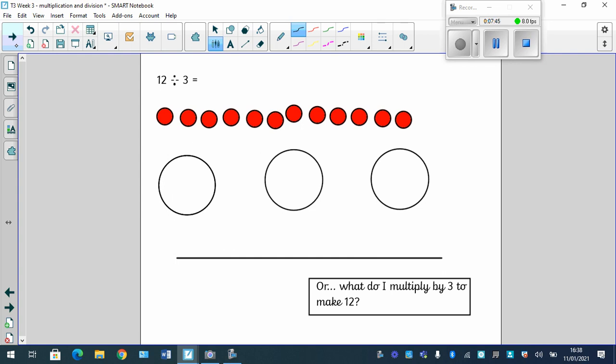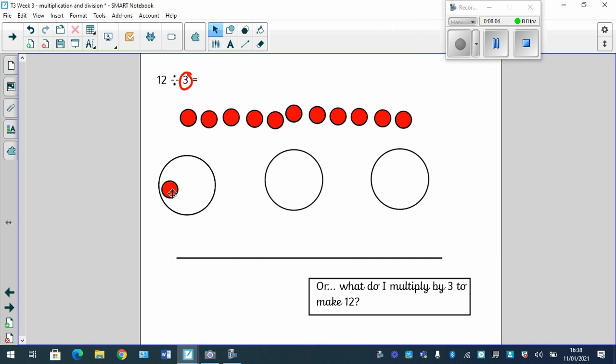Brilliant stuff, guys. How did you get on? Could you divide 12 by 3? I'm going to go through each method carefully. Okay, so I've got 3 sharing circles here, and I'm going to divide 12 into them.